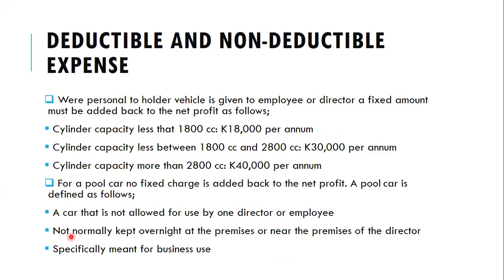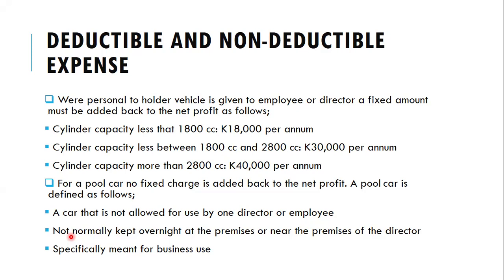Now, in an instance where a personal to holder vehicle is given to an employee or director, a fixed amount must be added back to the net profit. It depends on the cylinder capacity of the particular car given to that employee or director. If the car has a cylinder capacity of less than 1,800 cc, a fixed amount of 18,000 per annum is added back to the net profit.